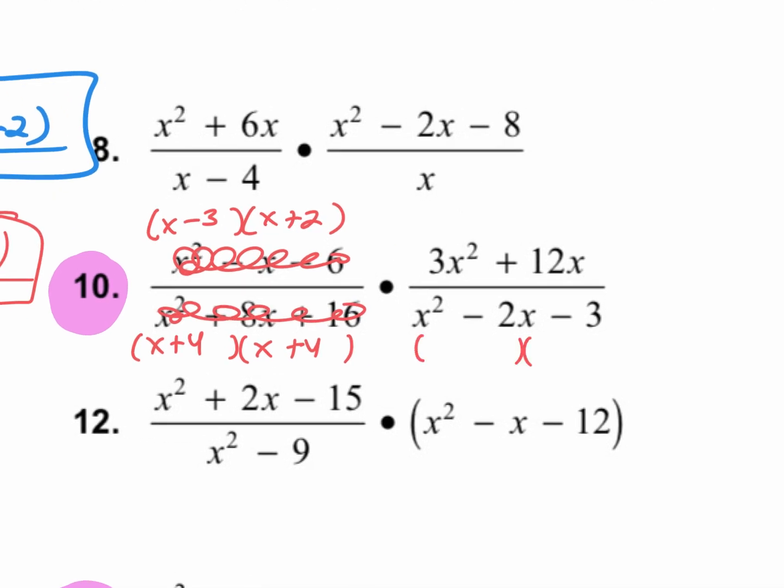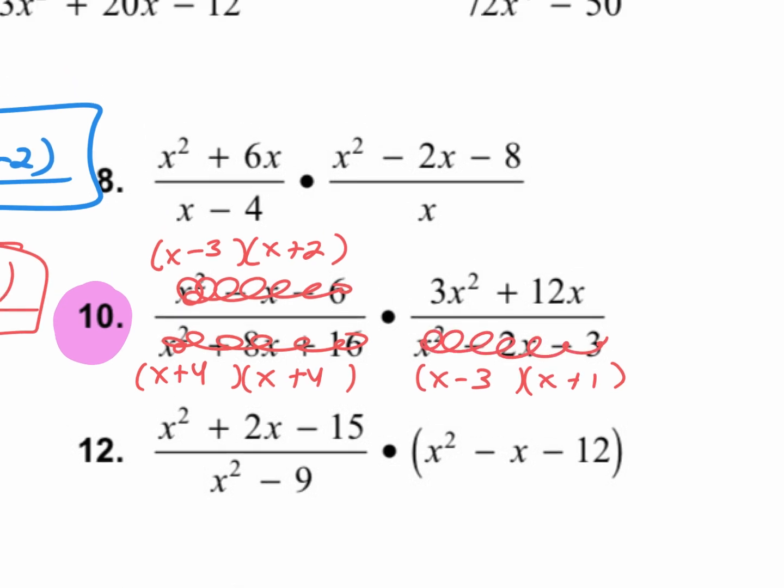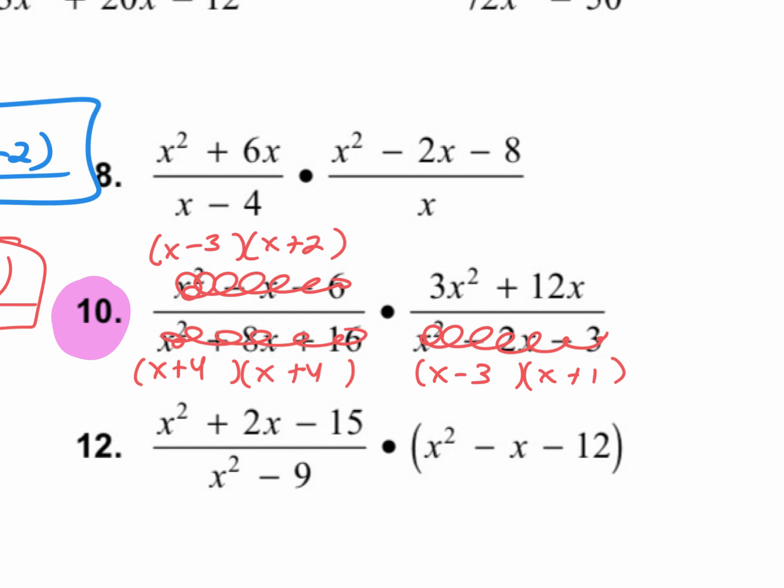What times what here is going to give me a negative 3 when I multiply, but a negative 2 when I add? Minus 3 and plus 1. And then what can I take out of 3x squared and 12x? 3x, which leaves x plus 4. You guys agree?